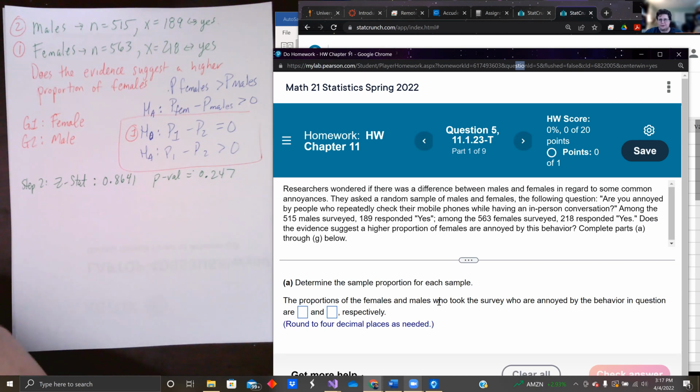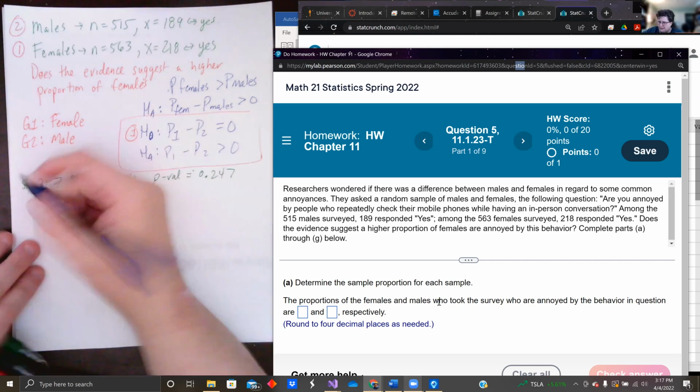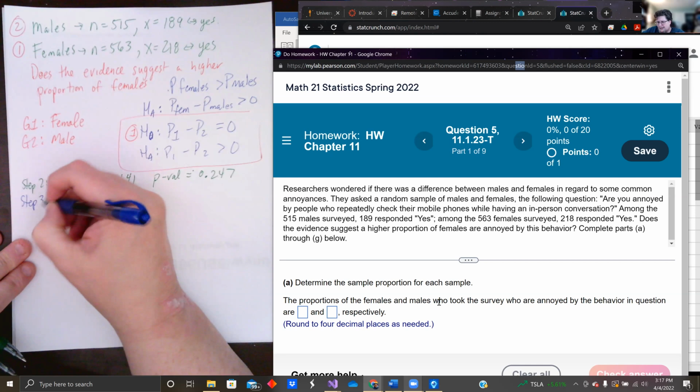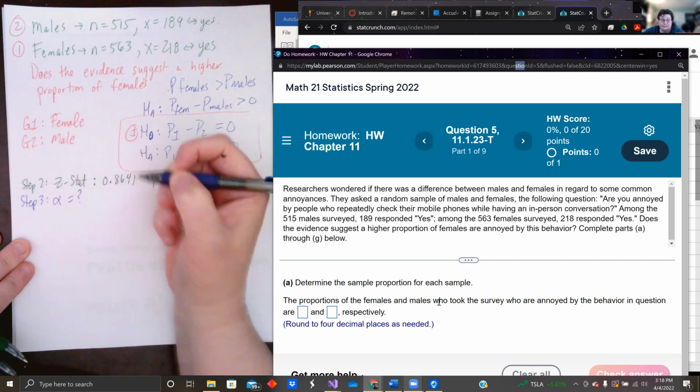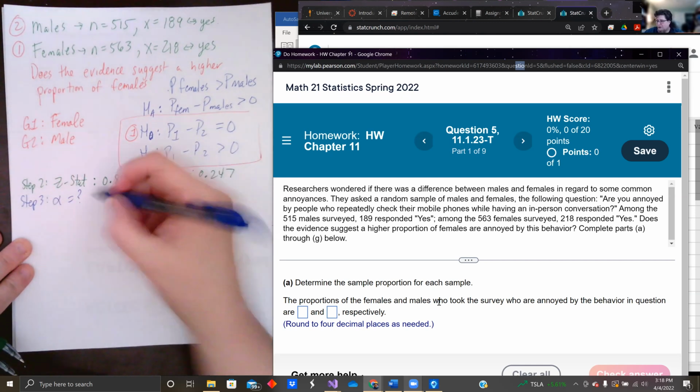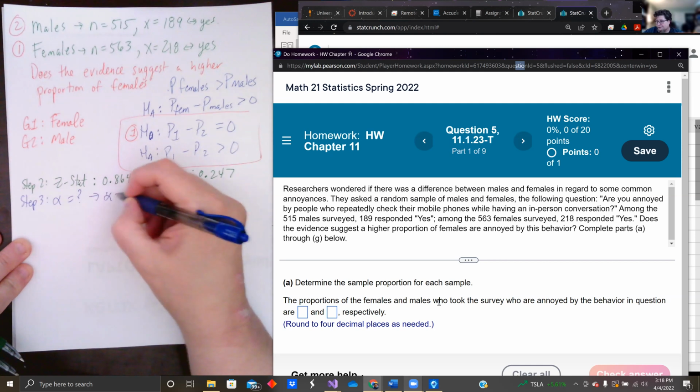Well, let me finish the hypothesis test reasoning over here, and then we'll fill in what we need to in a second. Step 3, they don't give me a level of significance. Do you guys see alpha anywhere? I don't see an alpha. So step 3, alpha, I don't know. And if you don't know, make it equal to 0.05.